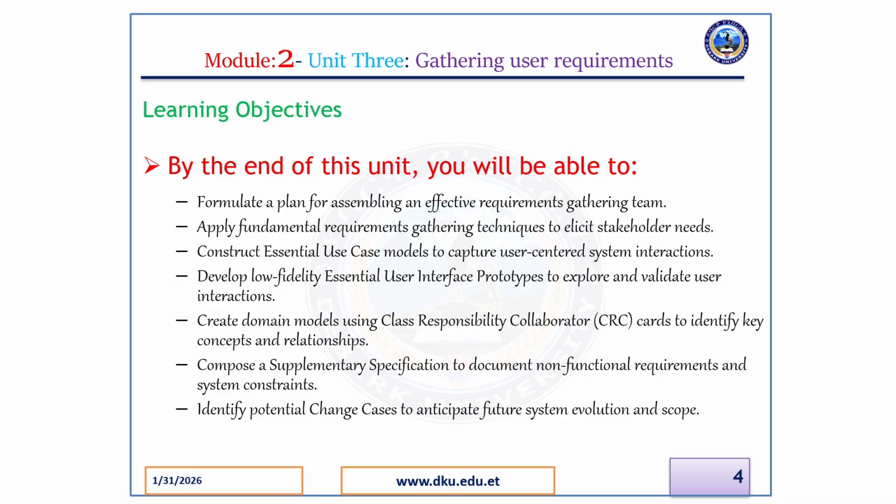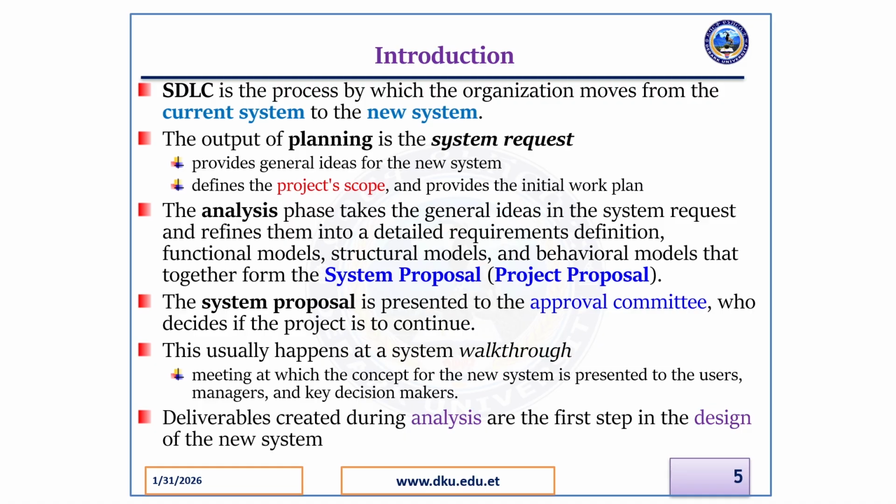And the other objective here is to create domain models using Class Responsibility Collaborator cards to identify key concepts and relationships. Also, compose a supplementary specification to document non-functional requirements and system constraints. And the last objective in this unit is to identify potential change cases to anticipate future system evolution and scope. Let's go. The first one is introduction.